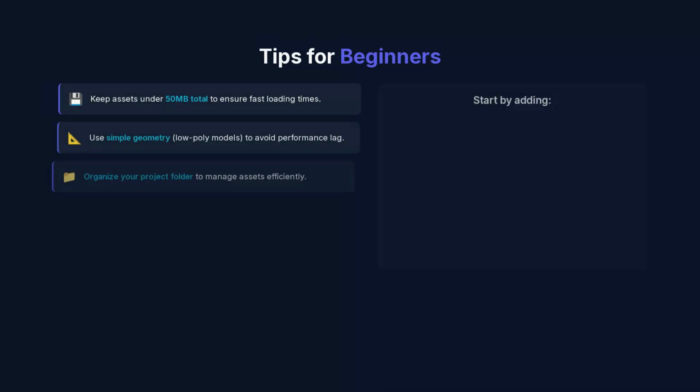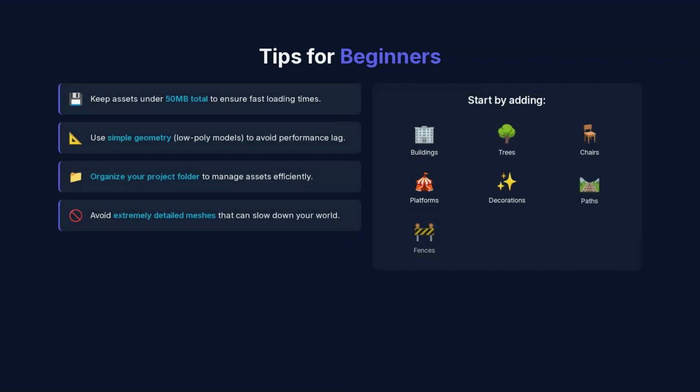Tips for beginners. Keep assets under 50 megabytes total. Use simple geometry to avoid lag. Organize your project folder. Avoid extremely detailed meshes. Start by adding buildings, trees, chairs, platforms, decoration, paths, fences, or walls. This creates the basic layout of your world.